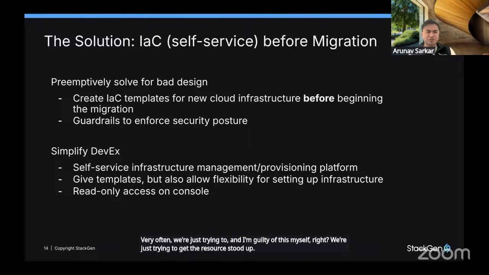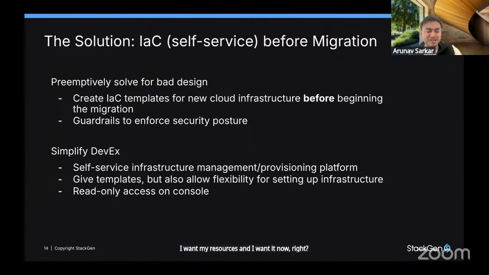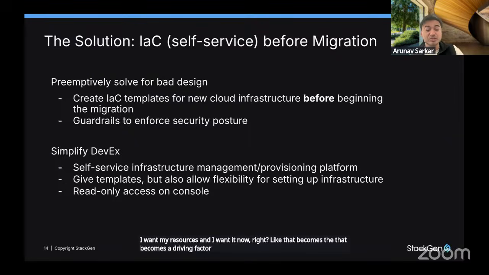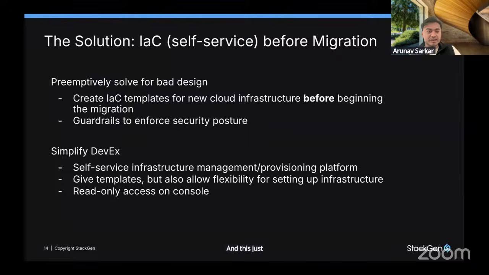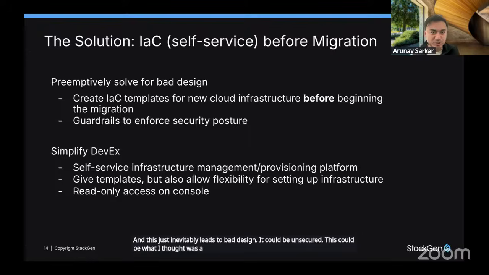It starts asking for security groups and what IAM role to assume, and it's like, okay, let me just pick this one. I think the other guys are using this too. And I just want my resource. I want my resource and I want it now. That becomes a driving factor for how we do things through the console, and this just inevitably leads to bad design. It could be unsecured. This could be what I thought was a temporary testing Kubernetes sandbox that ended up getting turned into our QA environment. It could just evolve and grow into a lot of things without actually getting fixed.